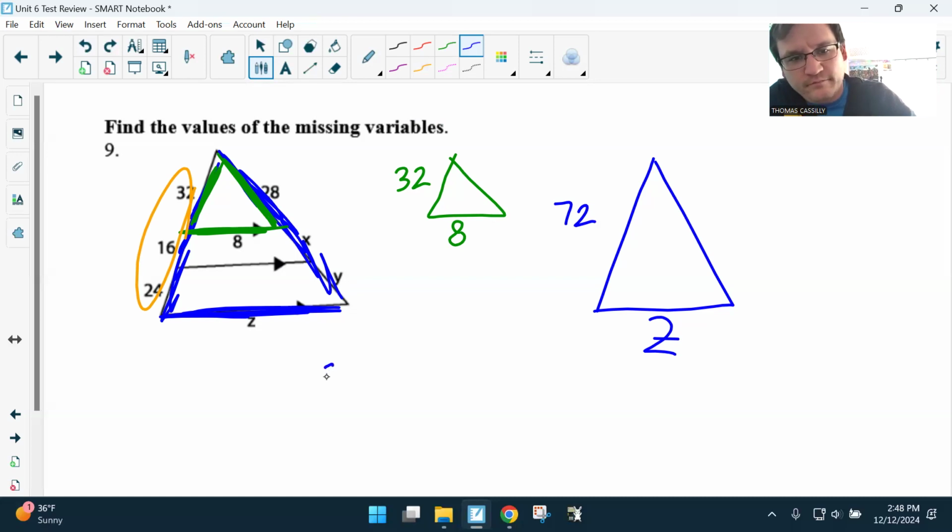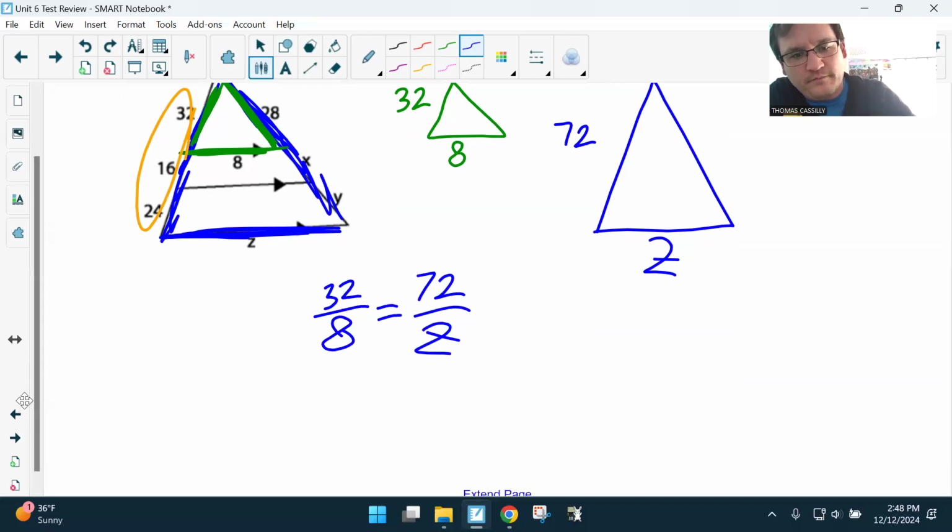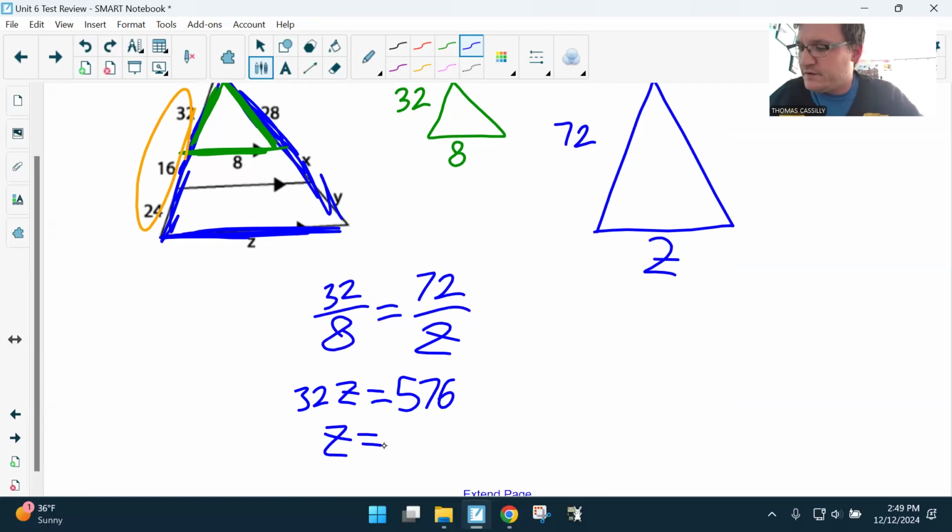So I got 32 over 8 equals 72 over z. All right. And cross multiply once more. 32z. My z's and 2's look alike. That's why I always cross my z's when I do math. It's 8 times 72. So we get z. Divide that by 32 and we get 18. All right. So, yeah, I think that's right. Yeah, that should do it.